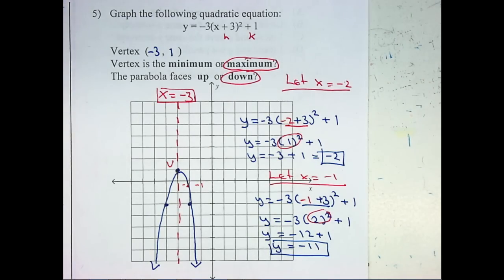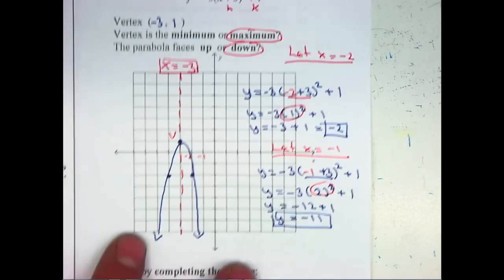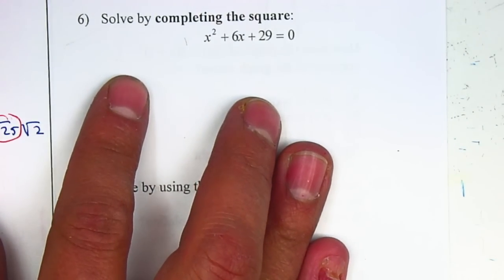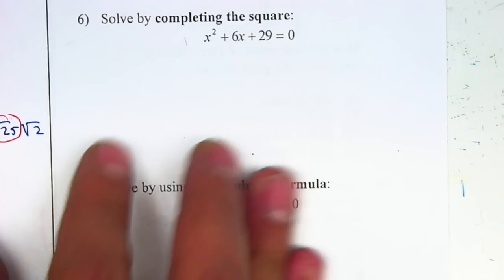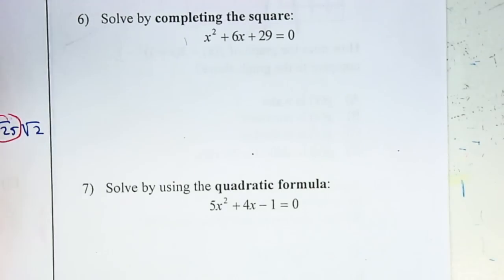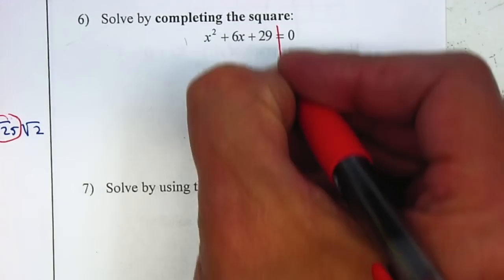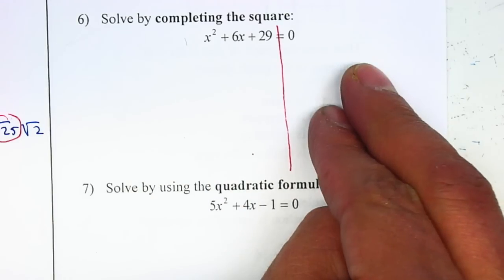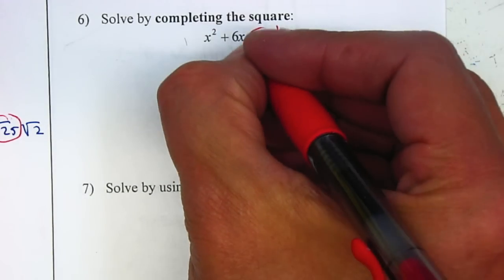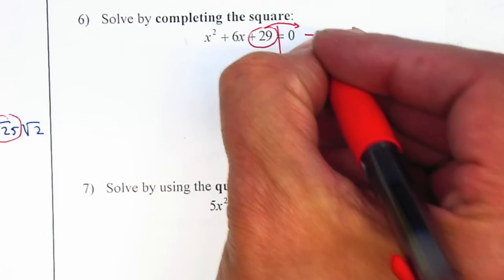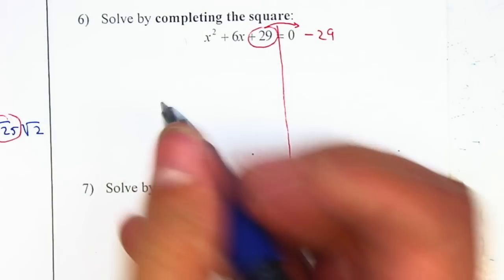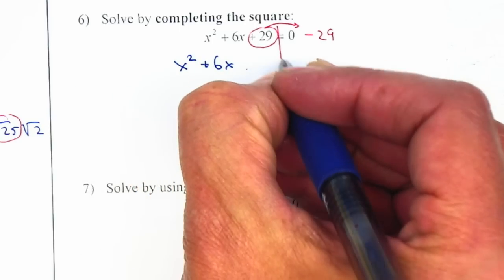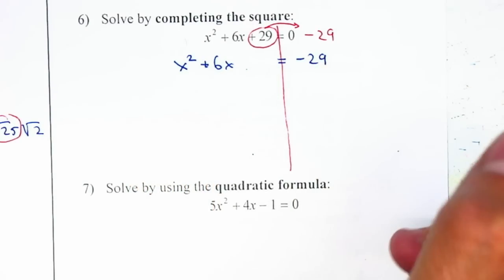Let's continue to problem number 6. Problem number 6. Solve by completing the square. Remember, when you're completing the square, you want to leave your x's on the left and your numbers on the right. Therefore, I'm going to move my 29 to the right because it's a -29. That gives me x squared plus 6x, I'm going to leave some space, is equal to -29.